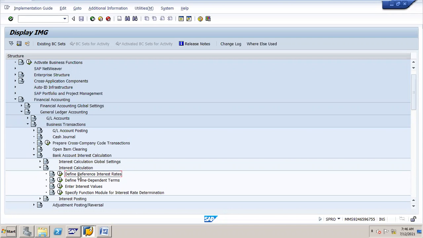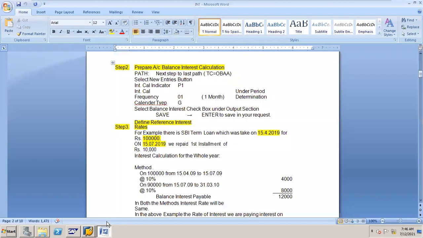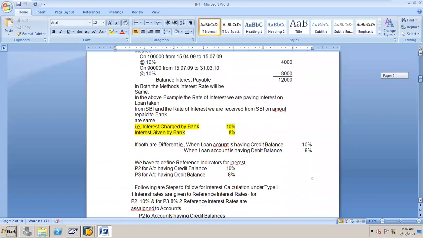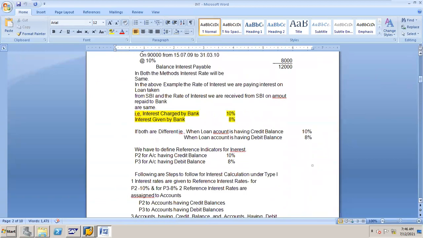So first I should create indicators. Then after that, by using those indicators, I can maintain how much the bank is going to charge, 8 or 10 or 12 or whatever. So first let me create the interest indicators. Again here, I am going to create two interest indicators. Okay. What is 2? Why 2?